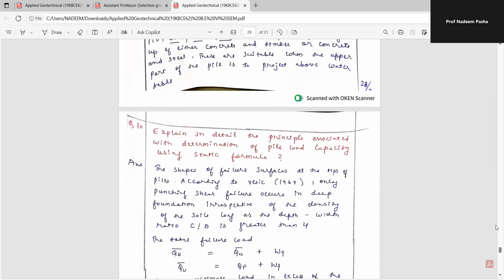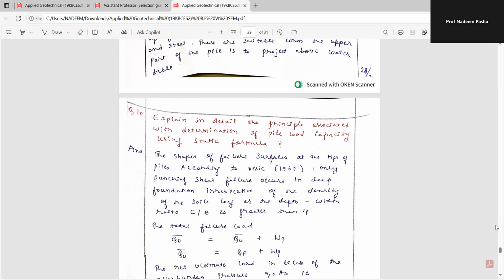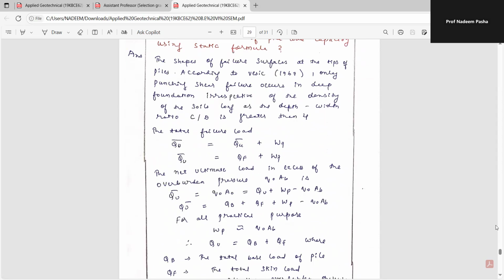Question number 10. Explain in detail the principle associated with determination of pile load capacity using static formula. The shape of the failure surface at the tip of the pile is such that a deep foundation receives only punching shear failure, irrespective of the density of the soil, when the depth to width ratio D/B is greater than 4. The total failure load Qu bar is equal to Q bar plus Wp. Qu bar is equal to Q plus Wp, where the net ultimate load is in excess of the overburden pressure, q naught Ab. Qu bar equals Qu plus Wp minus q naught into Ab.